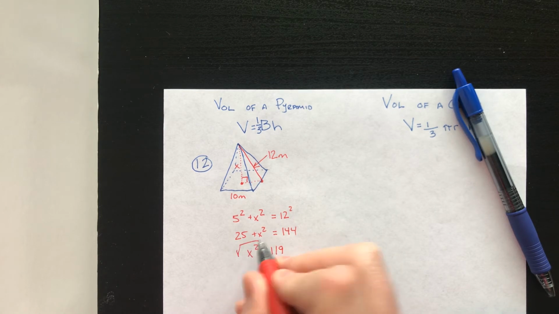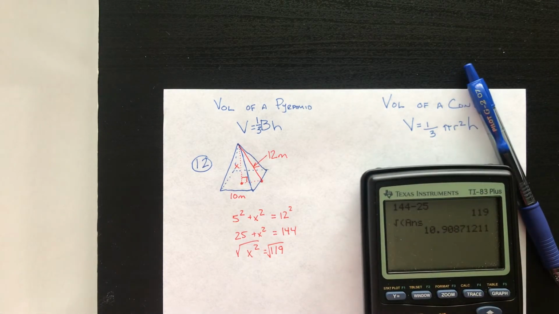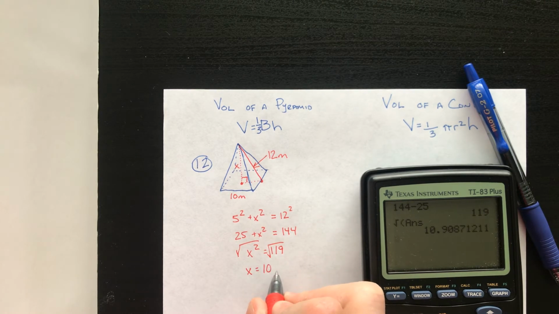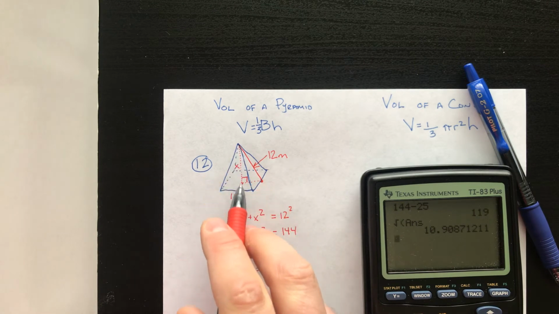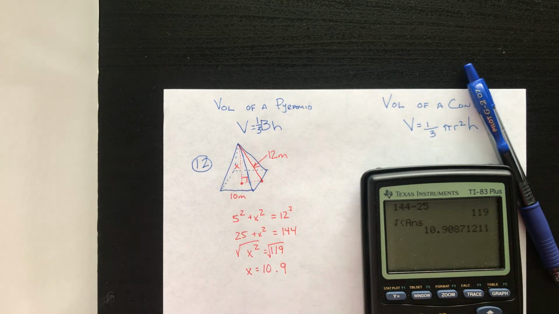So if I take the square root, and I'm doing this all on the calculator here, I get x is equal to 10.9, all right, which is very close to 11. So now that I have the height, okay, I can solve this problem. My height, once again, is 10.9.